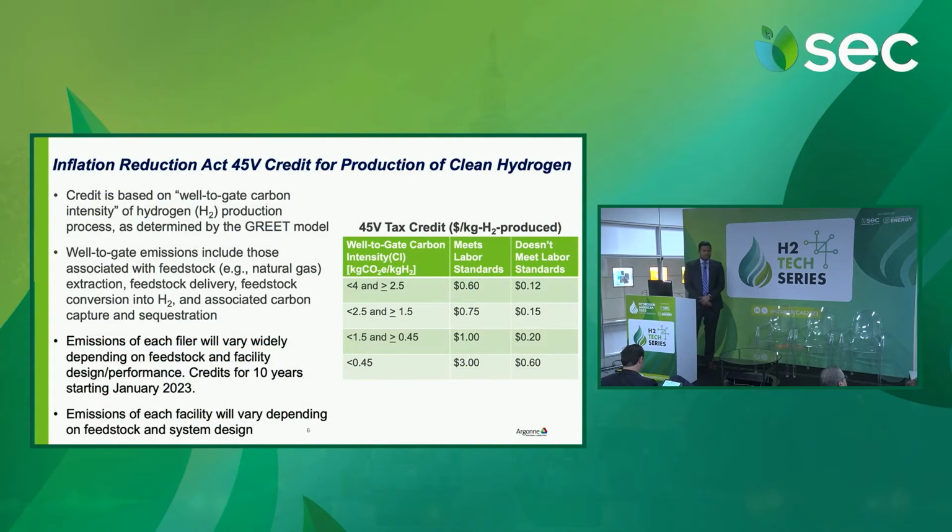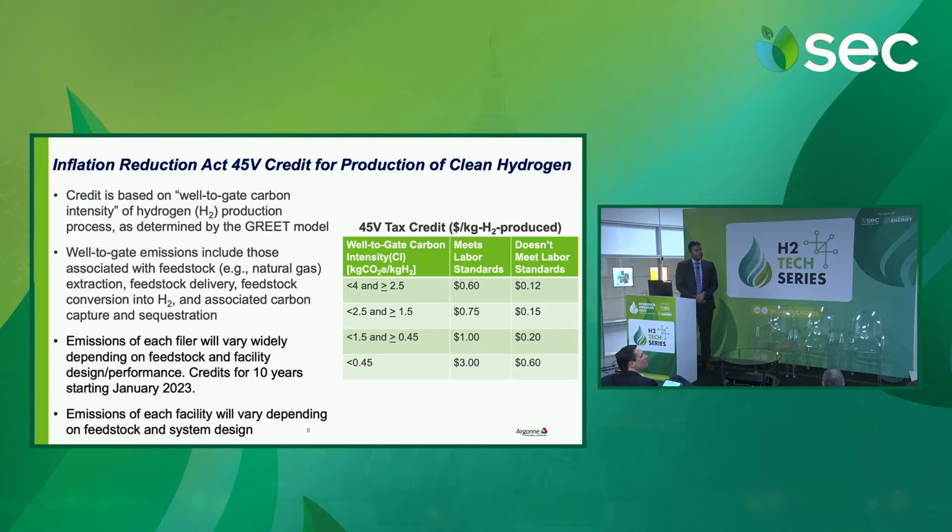So with the passing of the Inflation Reduction Act under Section 45V, there are tax credits for producing clean hydrogen. The credit is based on the well-to-gate carbon intensity of the hydrogen produced, which should be determined by the GREET model. This well-to-gate system boundary includes emissions from the feedstock, such as natural gas extraction, delivery, and conversion to hydrogen. It also includes, if you have CCS, the carbon capture and sequestration.